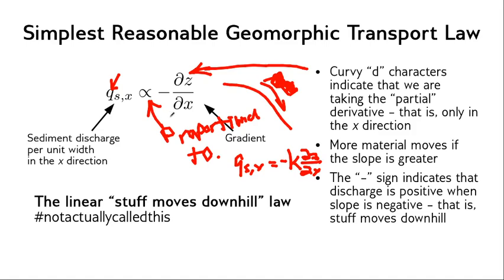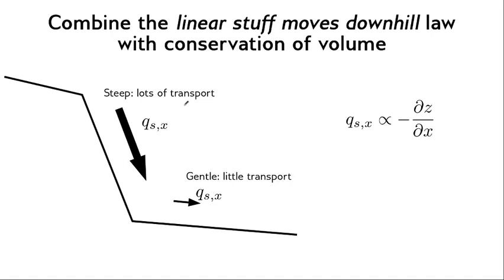And so that's what gives us this linear stuff moves downhill law. And I call it the linear law because there's a direct proportionality between discharge and slope. If this slope were raised to a power, for example, it would stop being linear because it would follow a curve.